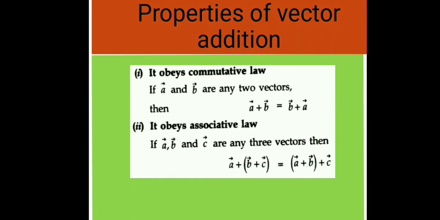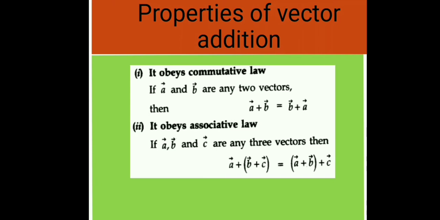Properties of vector addition. There are some properties of vector addition. First one, it obeys the commutative law. As we already know, in commutative law, a plus b equals b plus a. So for vectors, if a vector and b vector are any two vectors, then a vector plus b vector equals b vector plus a vector.